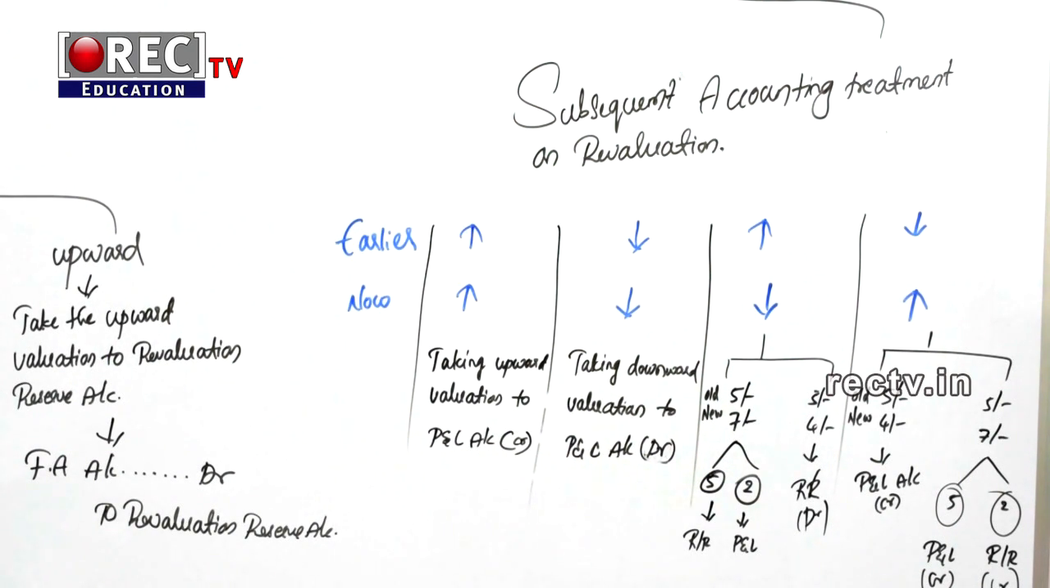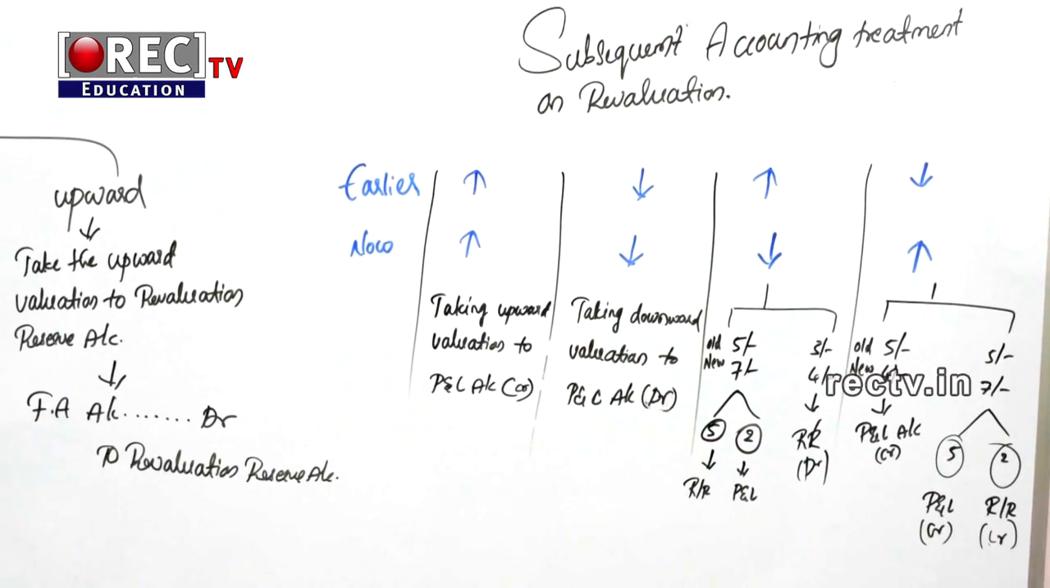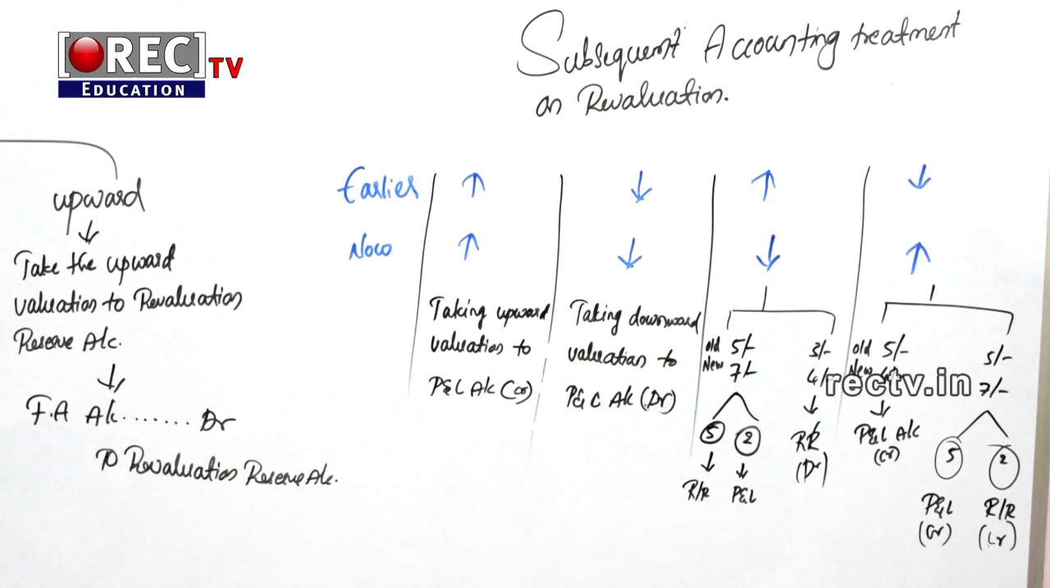And the last, earlier downwards and now it is upwards. So old 5 rupees, new 4 rupees, so it is a downward. So such amount should be taken to P&L account. And when it is 5 rupees and the asset value is 7 rupees now, so what is the accounting treatment? P&L account credit side should be taken with the amount 5 rupees and the revaluation reserve account should be taken credit side as rupees 2. This is the accounting treatment of revaluation of assets.